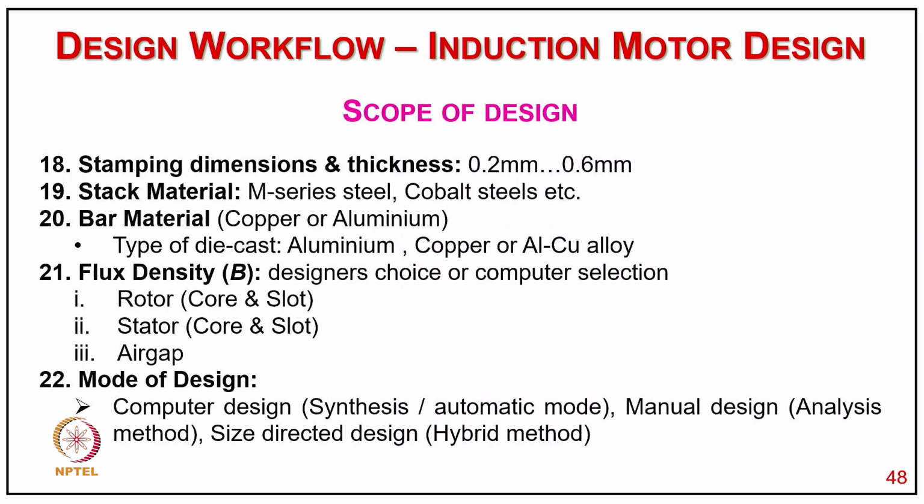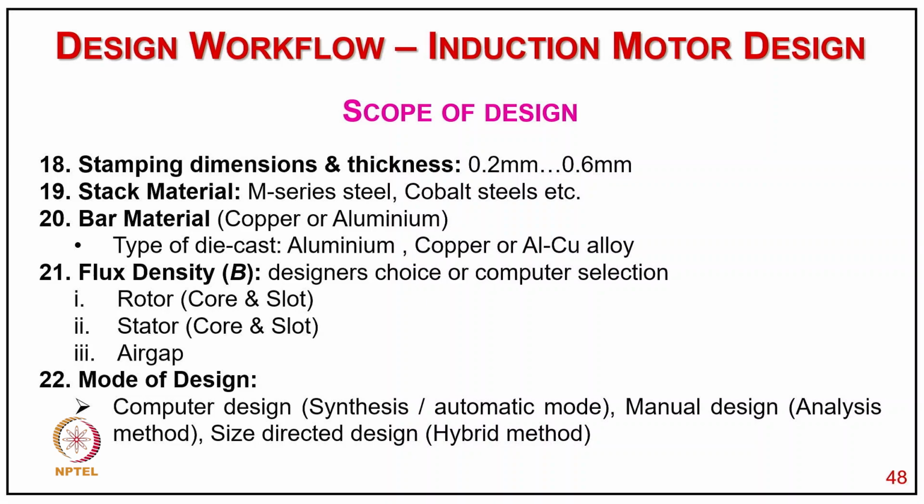Then of course the stamping, like stamping dimensions and thickness, like 0.2 mm to 0.6 mm. Usually 0.5 mm is preferred for rotating machines, but in some specific cases we of course take lower than that, such as 0.35 mm or so. Then stack material, a typical example is M series steel, cobalt steel, etc. Then bar material may be copper or aluminum, and the type of die cast may be aluminum or copper or aluminum copper alloy. Now coming to flux density, the designer's choice for computer selection: for rotor, core and slot, what flux density we have to consider, and stator, core and slot, and then typically the air gap.